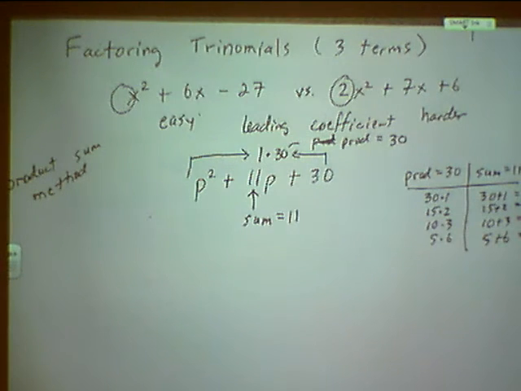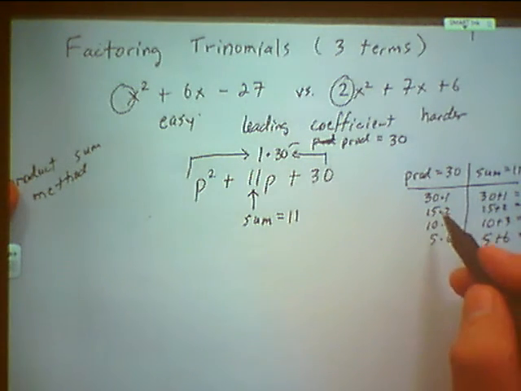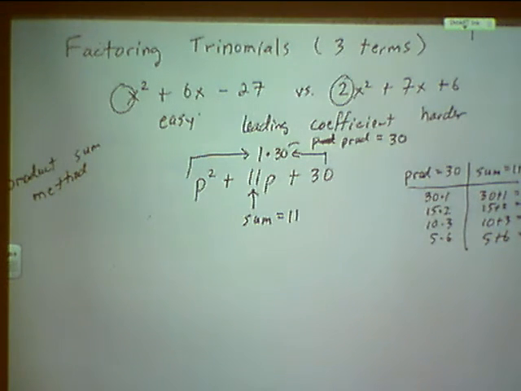Now here's what I'm looking for. I'm looking for my product to be 30. Well, actually all of these, the product is 30. But then I'm looking for a sum of 11. Well, 30 and 1 gives me a sum of 31. That's not what I want. 15 and 2 give me a sum of 17. I'm looking for 11. 10 and 3 give me 13. And finally, I look down to 5 plus 6, and that equals 11.